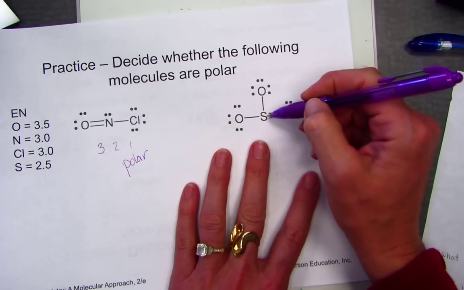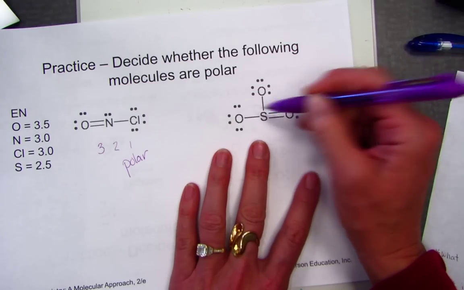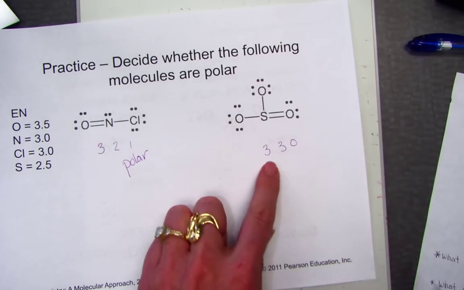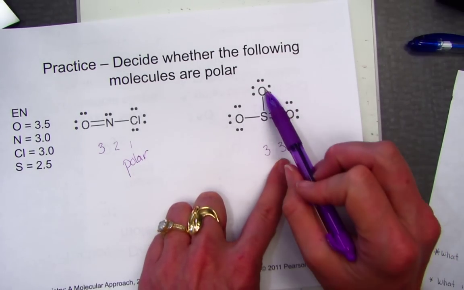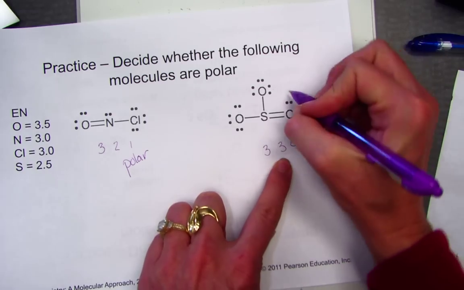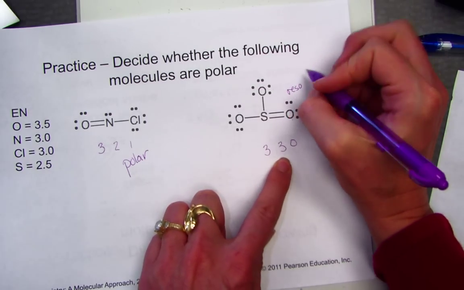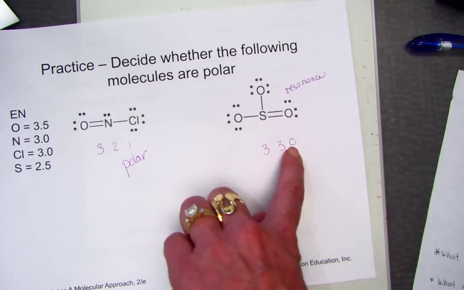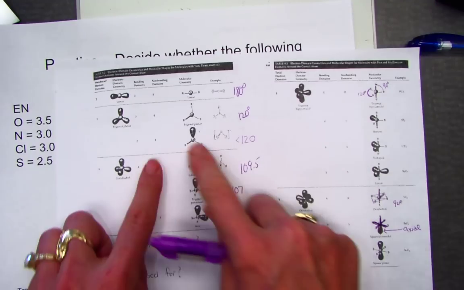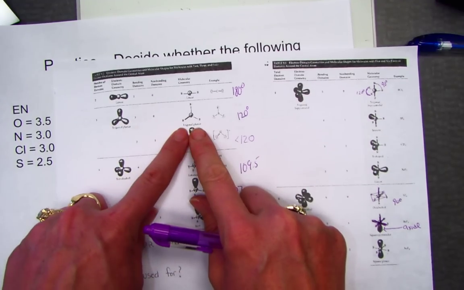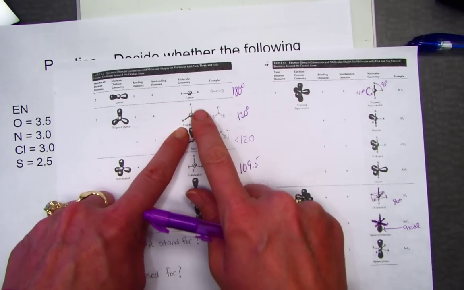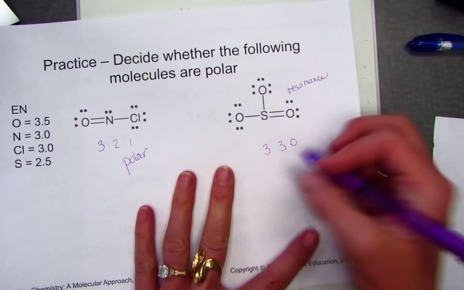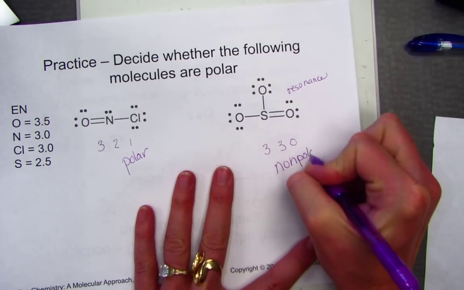Here's a molecule, sulfur with oxygen. Again, 3-3-0 is its electron domain. All 3 are bonded, 0 are non-bonded. By the way, this structure would exhibit resonance. So if I look this up, 3-3-0 gives us a trigonal planar geometry. Looking top, looking to the sides, all sides created equal. This molecule would be a nonpolar molecule.